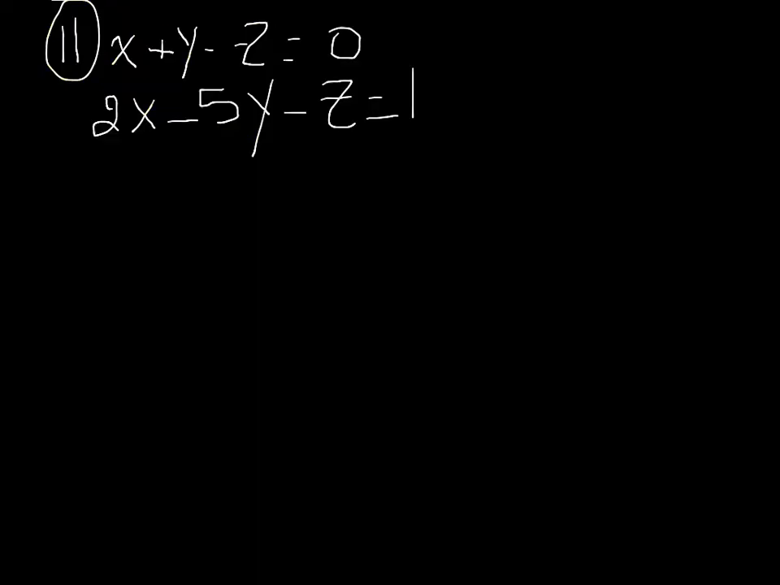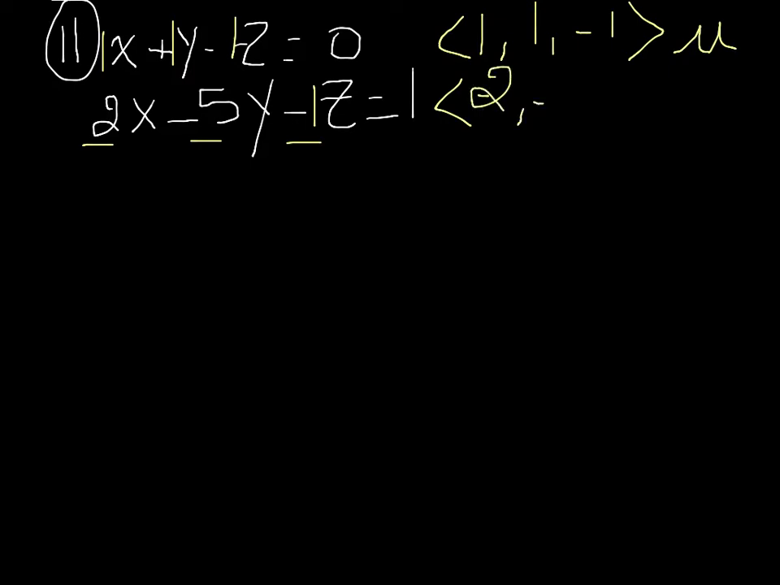To check to see the angle between those two planes, first I want you to pick a vector perpendicular to the first plane: 1, 1, negative 1. Then I want to call this vector U. A vector perpendicular to the second plane is 2, negative 5, and negative 1, and I'm going to call this one V. We want to find the angle between U and V, and hopefully it will be acute. If not, the angle between two planes has to be acute.